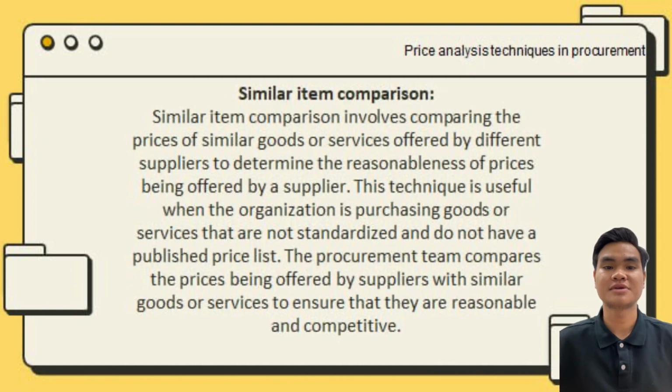And lastly, similar item comparison. Similar item comparison involves comparing the price of similar goods or services offered by different suppliers to determine the reasonableness of the price being offered by a supplier. This technique is useful when the organization is purchasing goods or services that are not standardized and do not have a published price list. The procurement team compares the price being offered by the supplier with similar goods or services to ensure that they are reasonable and competitive.